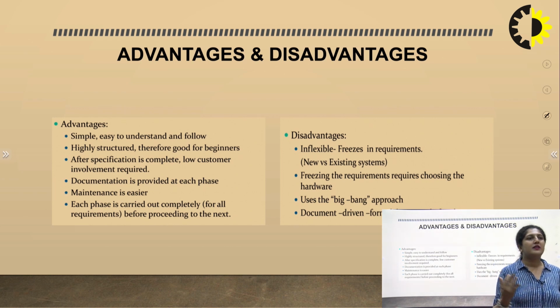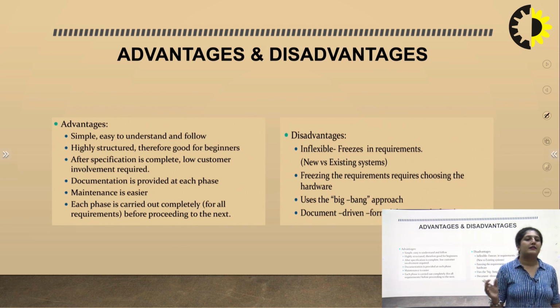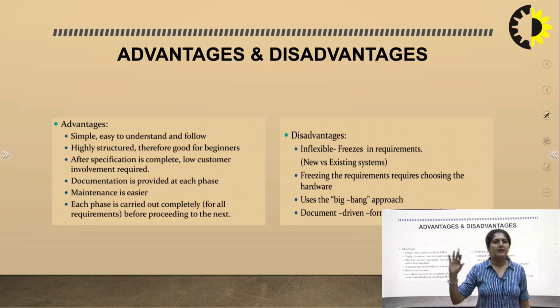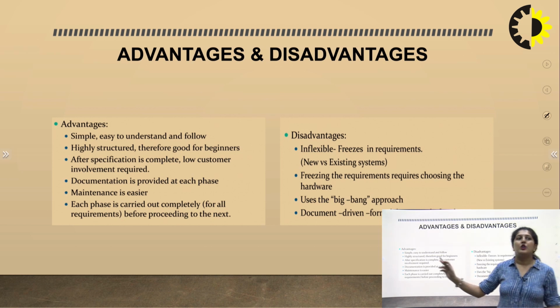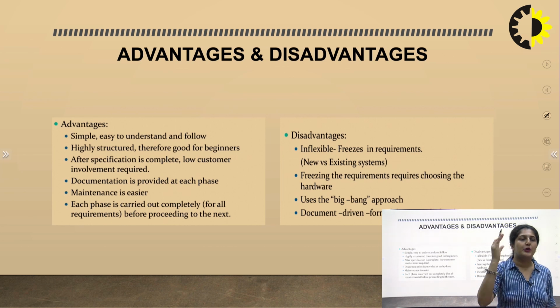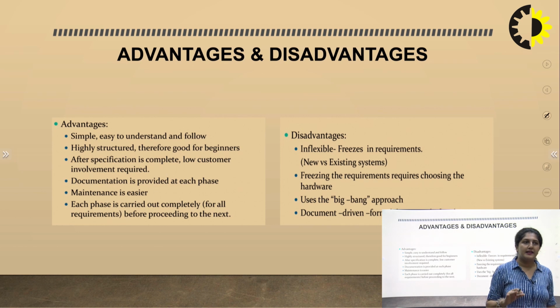After the specification is complete, there is low customer involvement. The customer does not interfere; the customer only comes in when the whole product is developed. So there will be less interference from the customer. Then documentation is needed at every phase: the SRS document, the design document, the development specification, and then testing. The documentation is there in every phase.